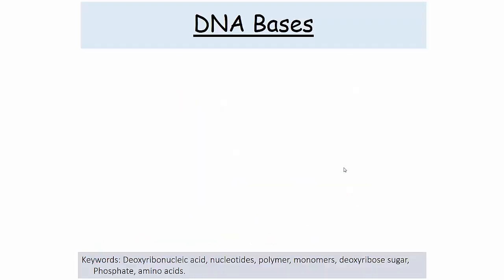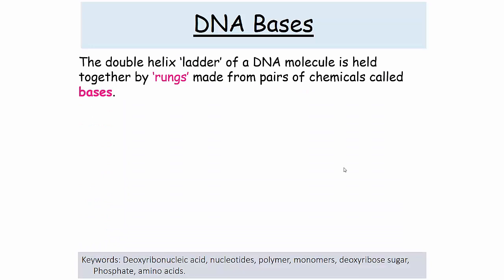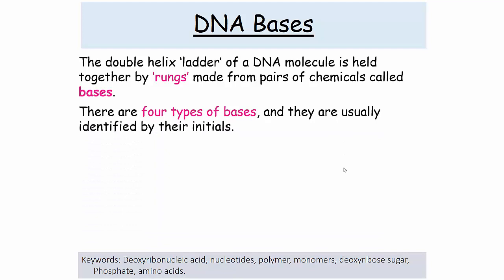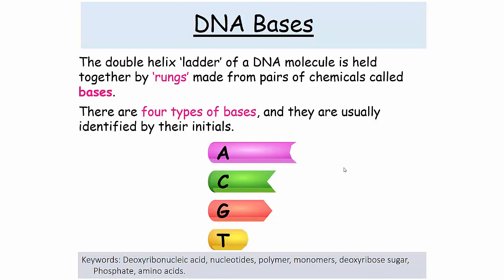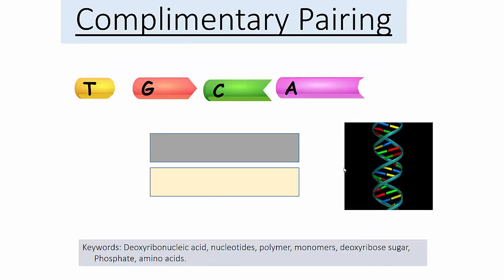So DNA bases. The double helix ladder of the DNA molecule is held together by rungs, which are made of pairs of chemical bases. There are 4 types of bases, and they're usually identified by their initials A, C, G, and T. So complementary pairing occurs when 2 bases join together to form the rung of the ladder.